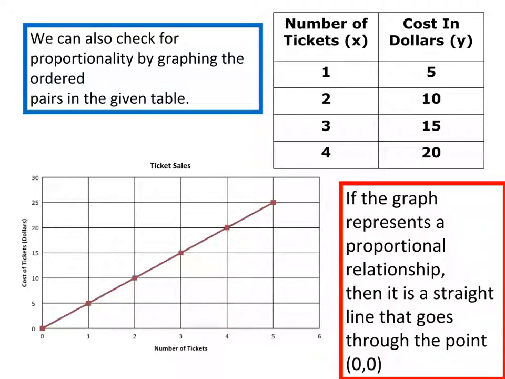If a graph is proportional, it will start at the point (0, 0) and it will be a straight line. Because my graph has fulfilled both of these conditions, this is a proportional relationship.